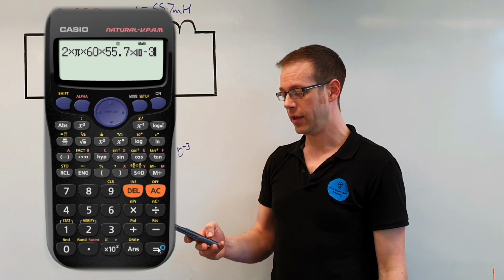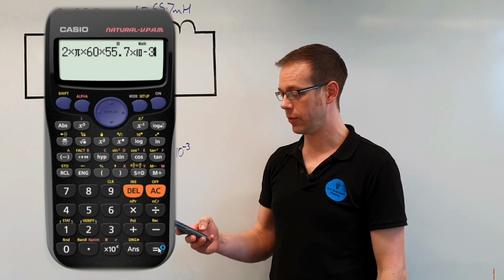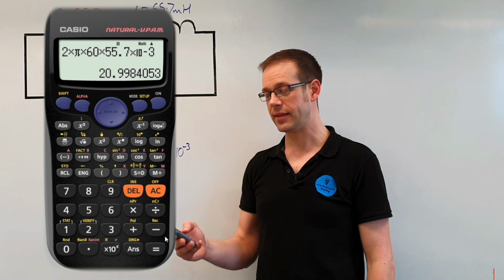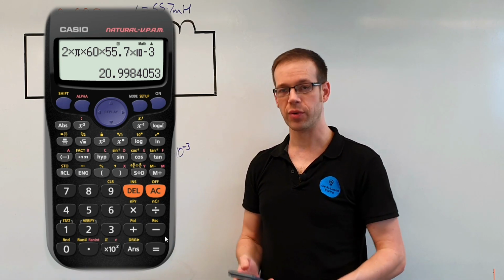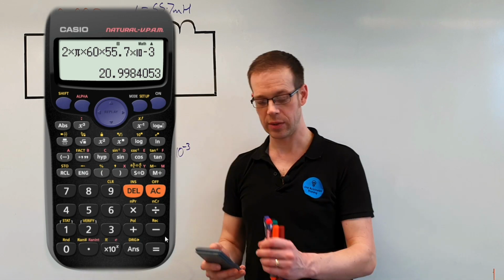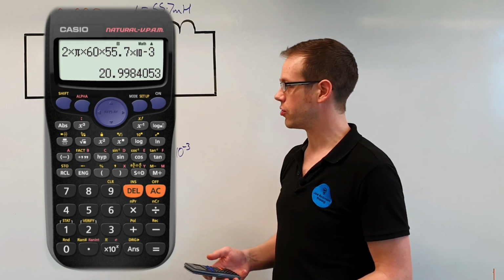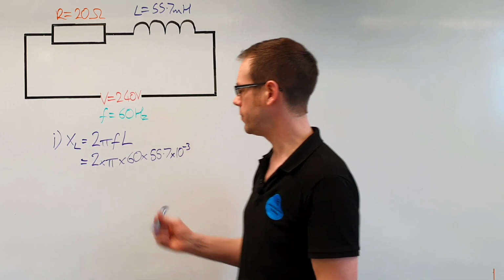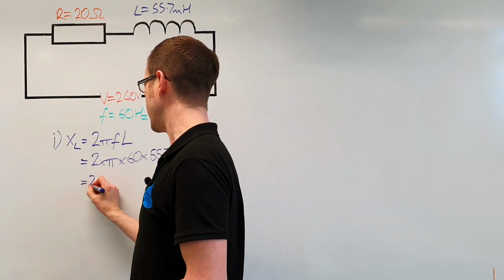3 like that. Having put that into the calculator, hit equals, and we get a value of 20.998. I'm happy to round that off to 21 in this case, because we're so close to 21 that it makes sense that that's the answer it's looking for. So the answer to the first part of the question is 21.